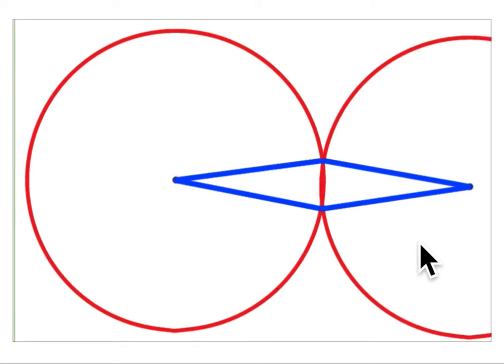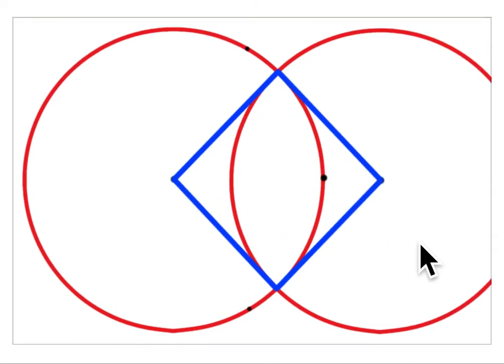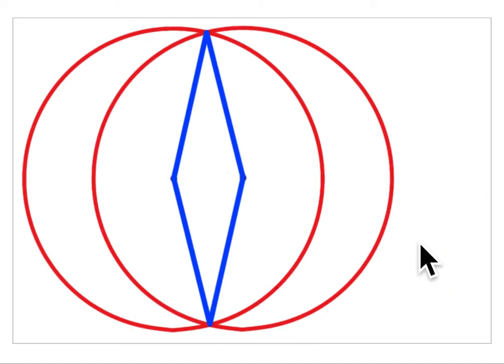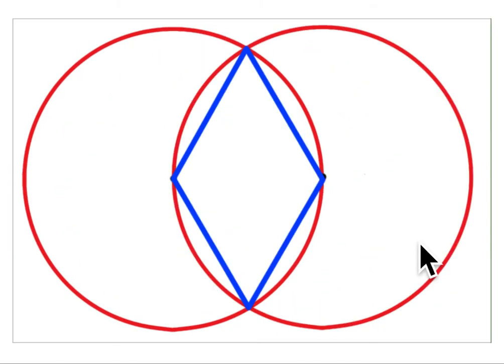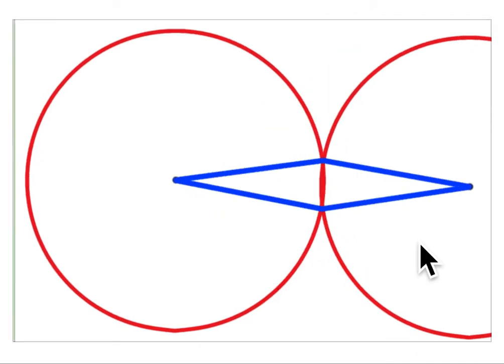Now, this is when all the lengths are equal. So they are radiuses, or radii, of the circle. So all the lengths are equal. You always get a rhombus, which is a special parallelogram. 2 opposite parallel sides, equal parallel sides.